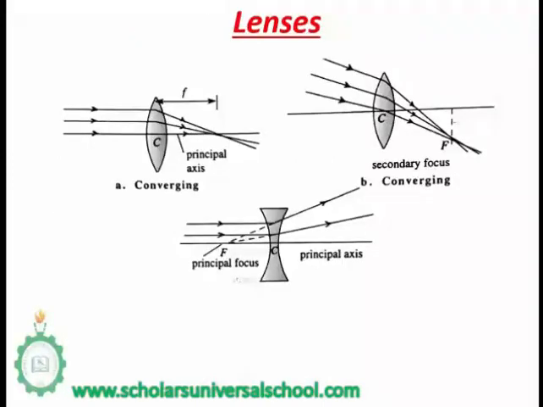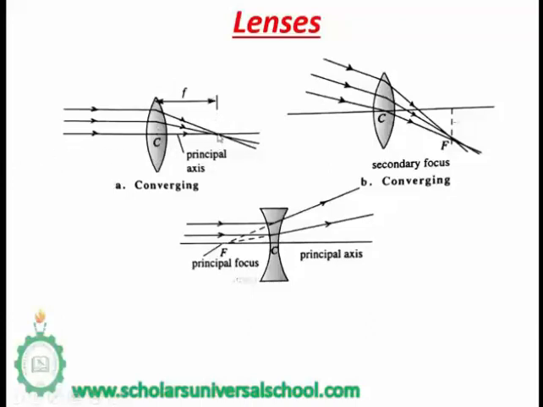So moving on, you can see these are examples of lenses. You can see the first two here are converging lenses, while this is a diverging lens. Now you can see this is the optical center, that is the center of the lens. Then you have the principal axis here.